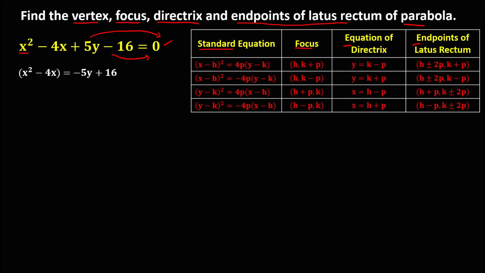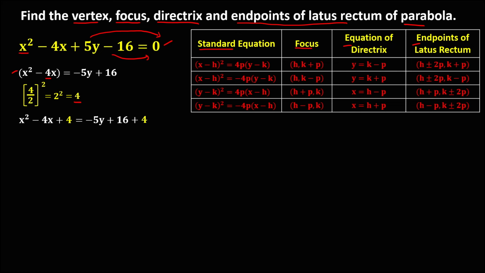Then we can now do completing the square for 4x. Just take this number, ignore the sign, so we have 4. Then divide this number by 2 and take the square. So 4 divided by 2 is 2, and 2 squared is 4. Then we need to add this number to this equation. So we have x squared minus 4x, then plus 4. And also on the right side, negative 5y plus 16, then also plus 4.